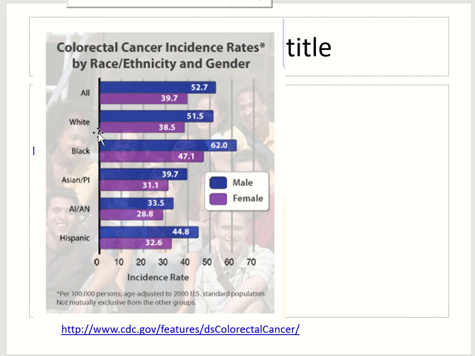They have it also stratified by race, but you get the idea. Now I want to point out here, if you look closely, you will see per 100,000 persons, age adjusted. As I told you, you're going to see many times the term age adjusted, and we're going to talk about that at a later point in the lecture.